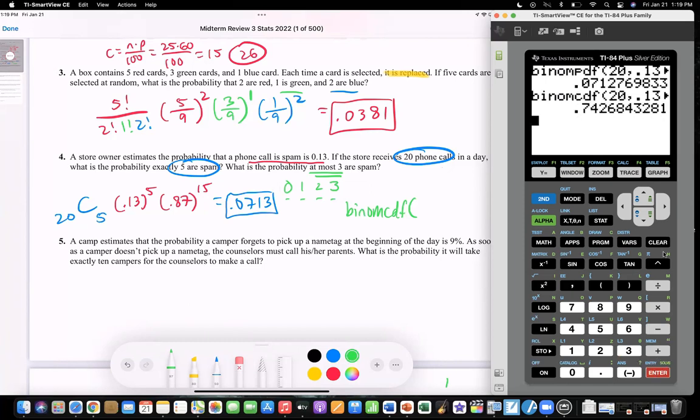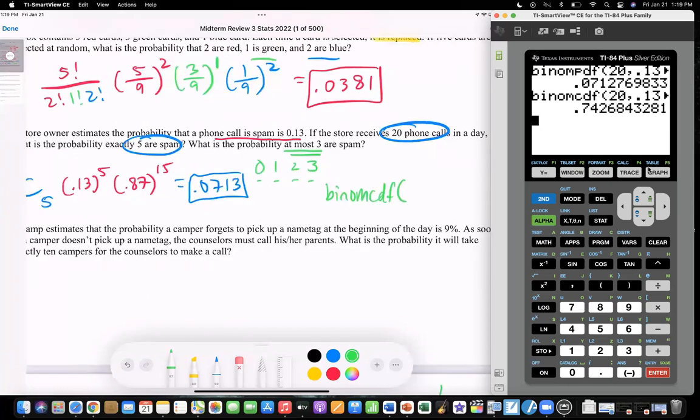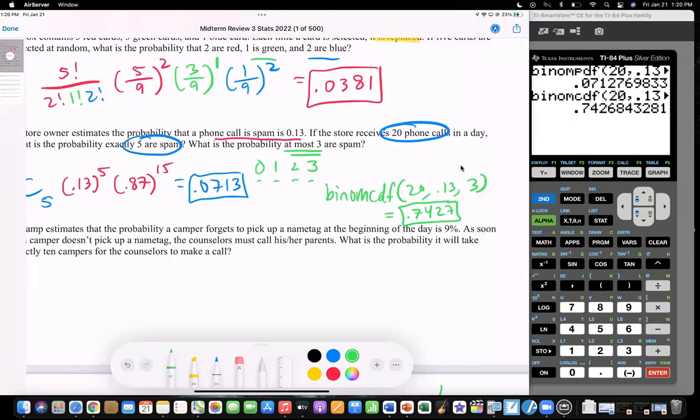Okay, so let me just write that. So 20, 0.13, and we want to do up to 3. So that should be my work that I'm writing for CDF. Just write out what you type in. So this will give me 0.7427, okay, so the 7 brings the 6 up. So that'll be 7. So about a 74.27% chance.